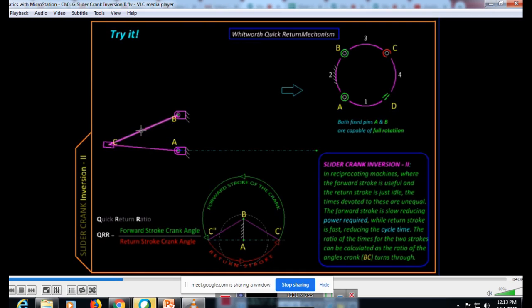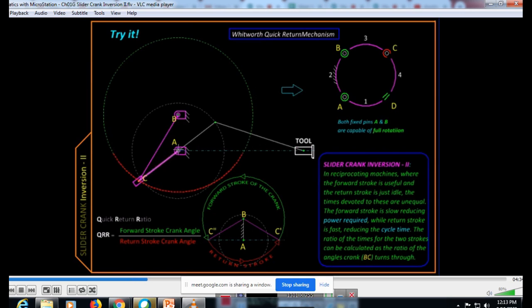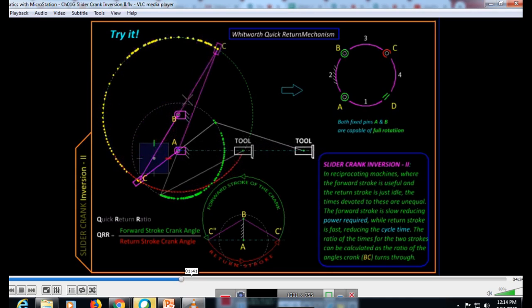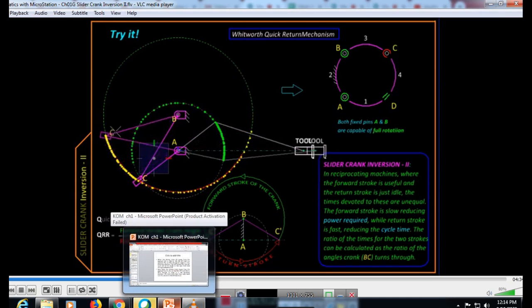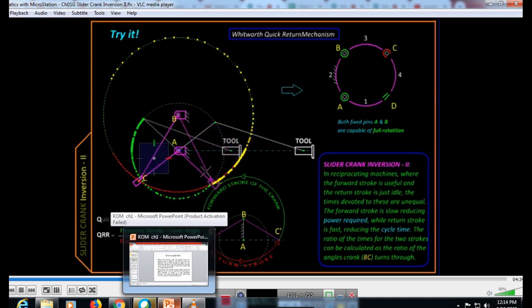So you can see the motion in the path of BC. This inversion can be made a little more useful by adding a couple of extra links. Mainly this will be the link, but just additional links are added to AC, and at the end of it we will attach a tool which is constrained to reciprocate along this line. So as our input link BC rotates, the tool reciprocates back and forth.